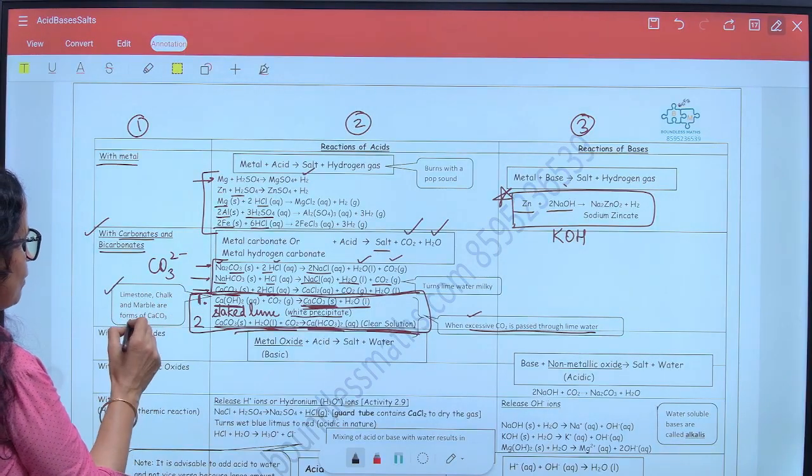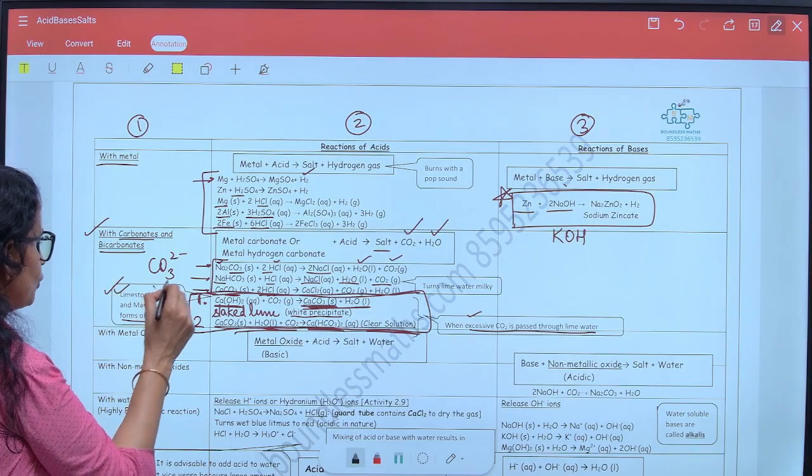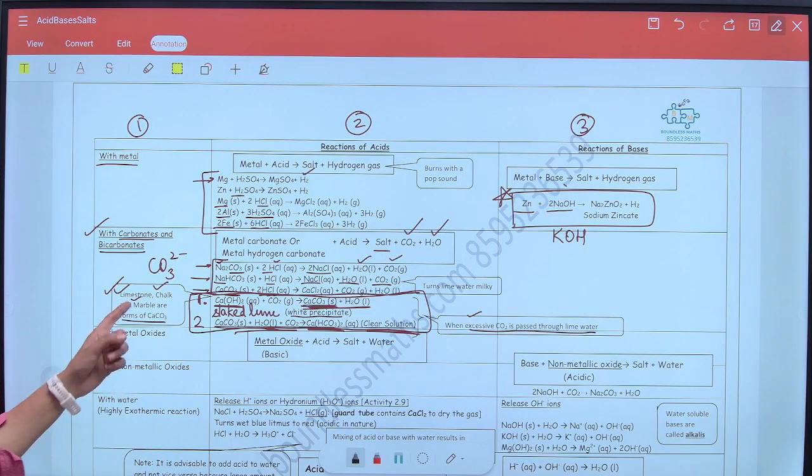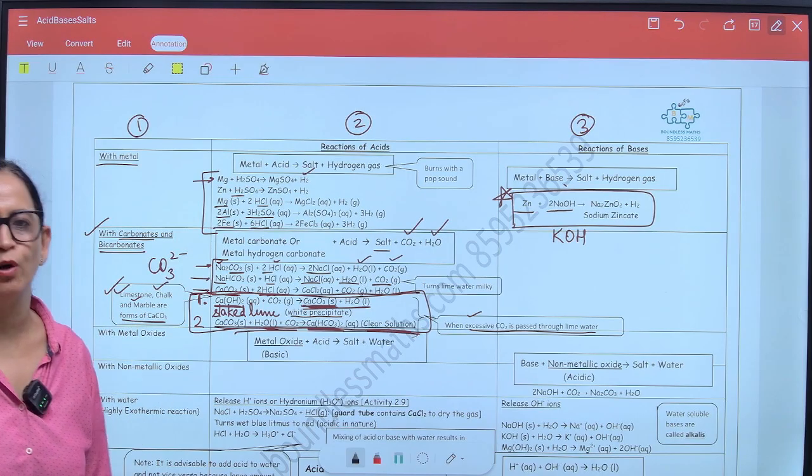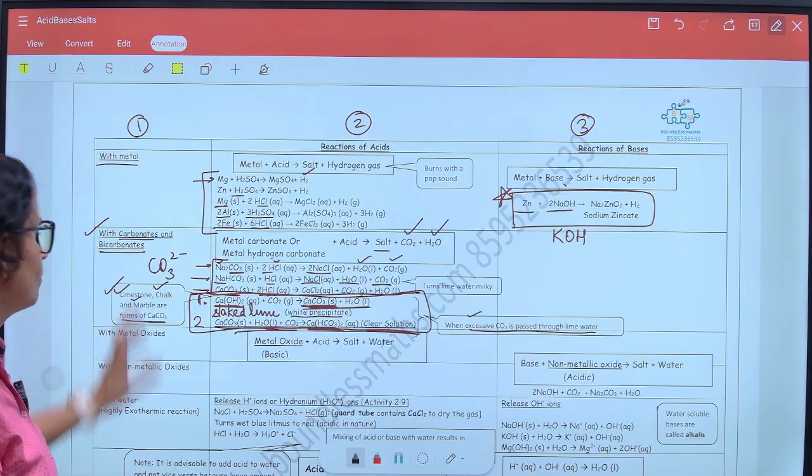What are the basic forms of calcium carbonate? Limestone, chalk and marble. Again, you might get this as an MCQ. So what are the three forms? Limestone, chalk and marble. If any fourth option is given to you, that is the odd one out. So these three are the basic forms of calcium carbonate.